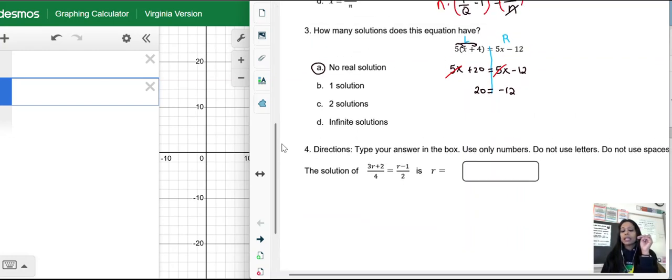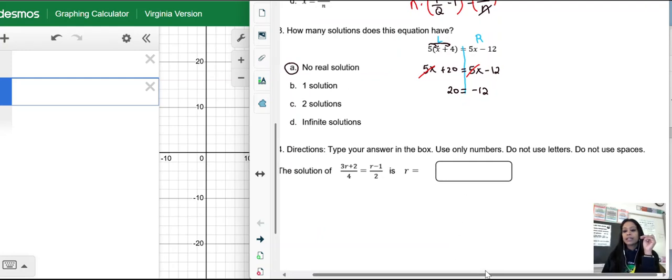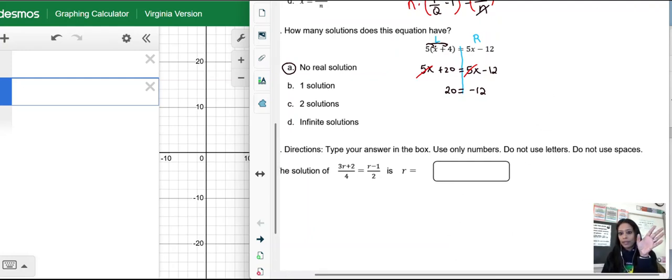And that's that. If you end up having something like this, for example, let me just make up another problem here. Let's say that you have something like this. You have 6 times x plus 3.